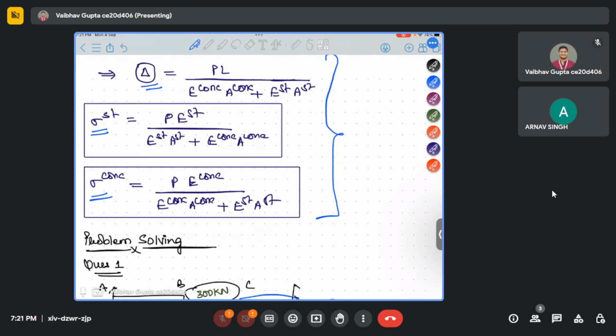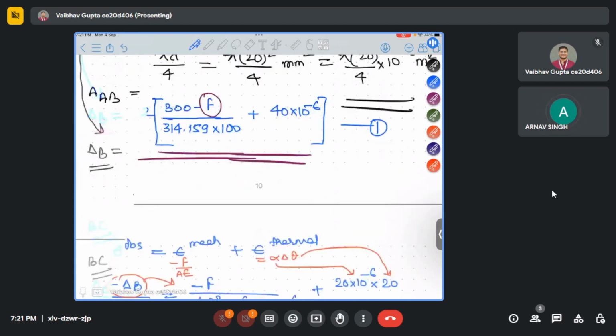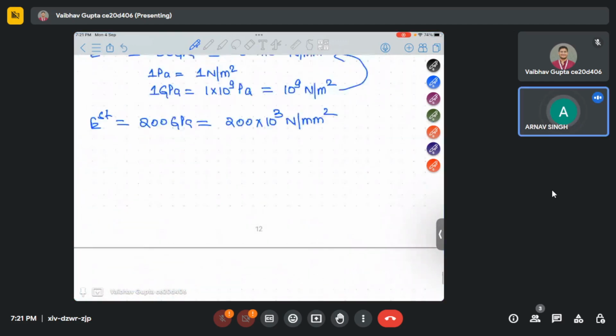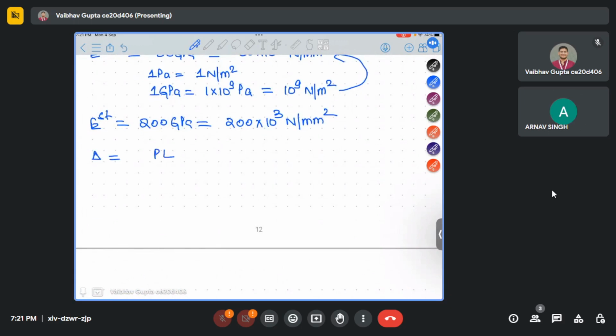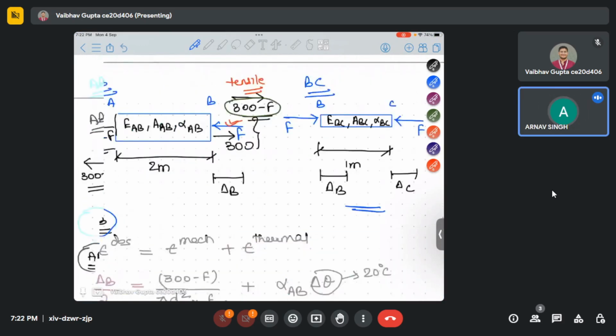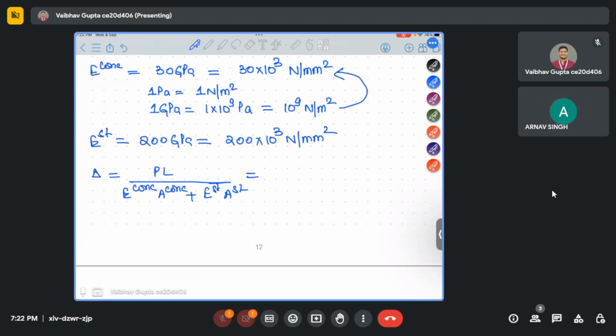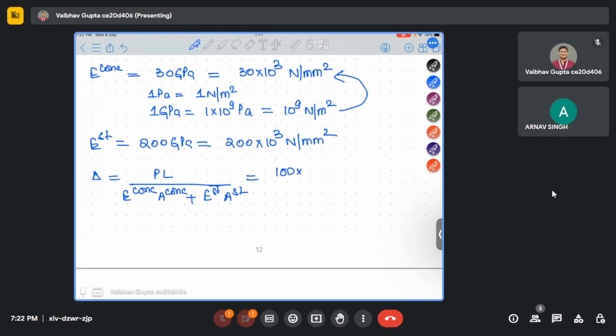Go back to case 6 while seeing this lecture again and just put in the formula because other things are known to us. So delta is nothing but PL upon E concrete, area concrete, plus E steel, area steel. This is what we have looked at here. Now put in the values. P is given to us as 100 kilonewton load applied, into 10 to the power 3, converted into Newton.